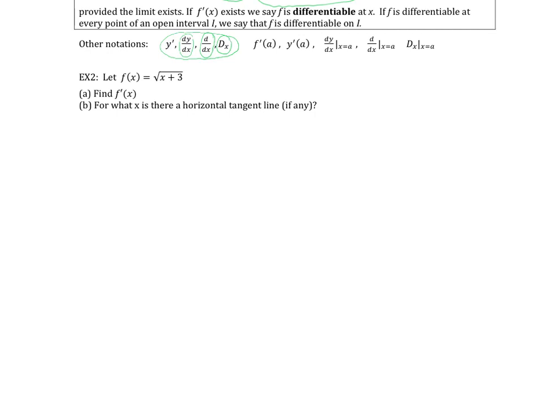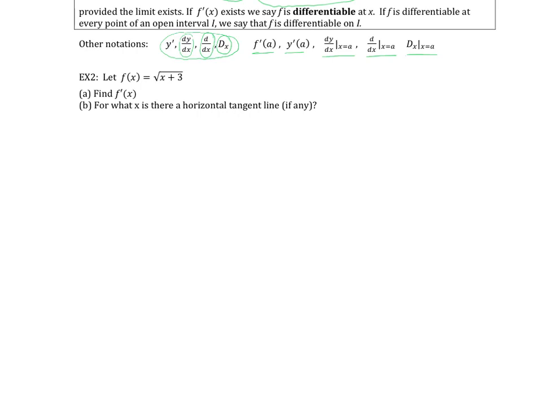Sometimes we'll use a capital D to stand for derivative. And we always need to list the variable there. So this would be the derivative with respect to x. So other notations, f prime of a, if you're evaluating it at some point a, y prime of a, or if you're evaluating at a, you could see the derivative of y with respect to x evaluated when x is equal to a, or similarly the derivative with respect to x evaluated when x is equal to a, and then the derivative with respect to x, and so on.